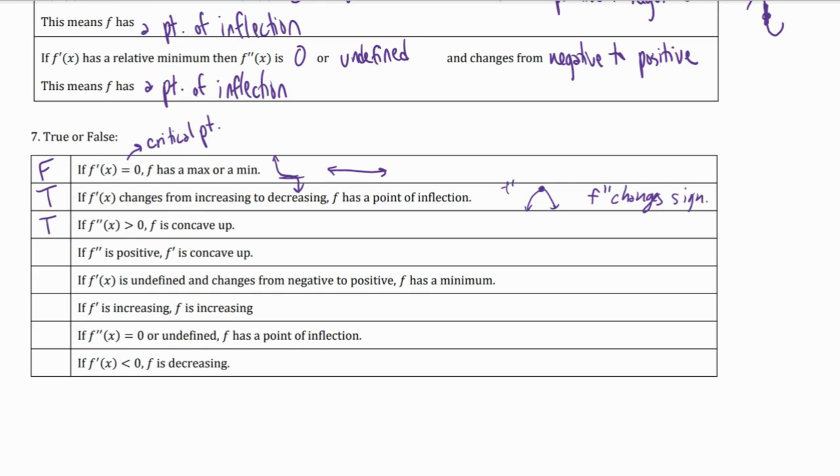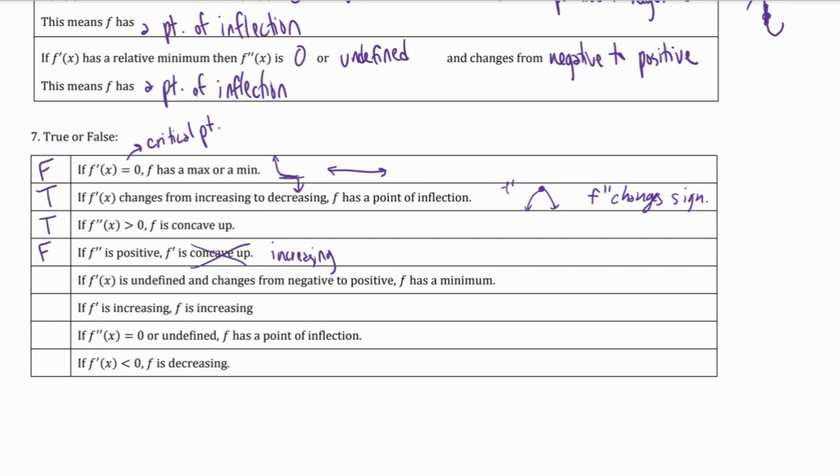So that's just a definition. F is concave up if f double prime is positive. If f double prime is positive, f prime is concave up? No. Remember, f double prime is the slope of f prime. So if f double prime is positive, that means the slope of f prime is positive. If the slope of f prime is positive, f prime is increasing. So f prime is increasing, but it is not concave up.